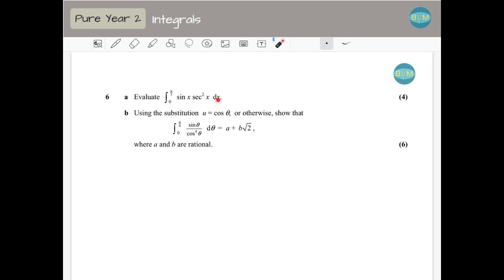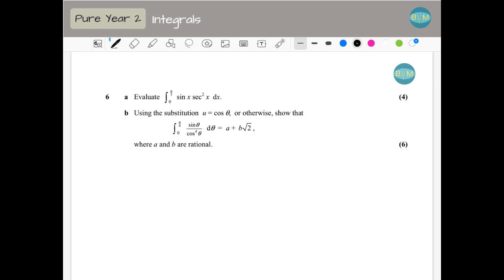In this question we have to evaluate this integral. This is one of those trigonometric integrals that you should know the trick, because otherwise it's difficult to find out. We know that sec is the reciprocal of cos. And if I have sec squared, it's going to be 1 over cos squared.